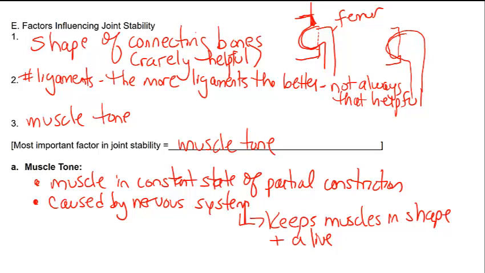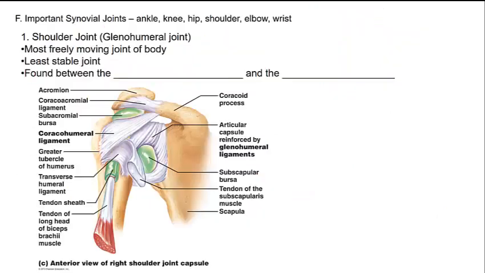So when it comes to stabilizing your joints, muscle tone is the most important factor, and it is largely a role of your nervous system, although you can certainly improve it by specific types of exercise. So what I'm going to mention next are some important synovial joints, and by that I mean major synovial joints. And these include your ankle, knee, hip, shoulder, elbow, and wrist.